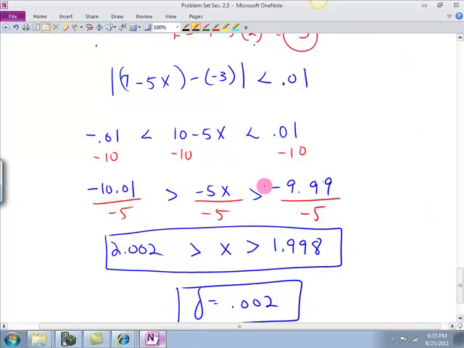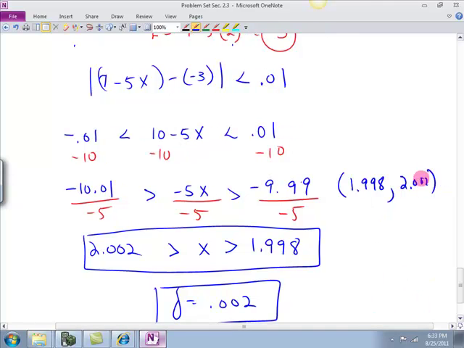Okay. So what we noticed that I didn't write correctly was that when you divide by this negative 5, the inequality sign flips. So when you do that, then it flips here, and that makes sense. X is bigger than 1.998, but less than 2.002. Didn't change the final thing here, but this is the interval. And actually, you might write it like 1.998, comma, 2.002. That would be the better way to write that.